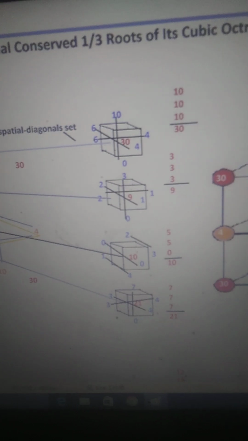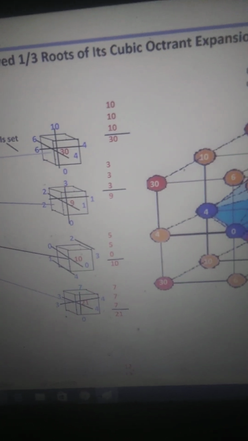Studying one spatial diagonal conserved 1/3 roots of its cubic octrant expansion in full and stripped down cube forms. This is a full form. This is its expansion. This is the stripped down cube form. Already I can say that the outer cube form, the stripped down cube form, is conserved. It's always going to be conserved because the outside is symmetrical.